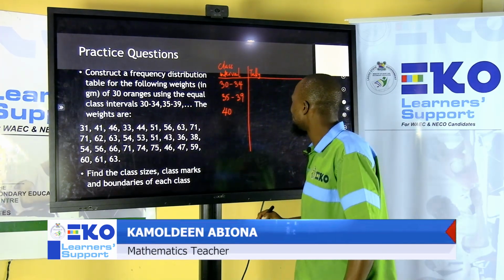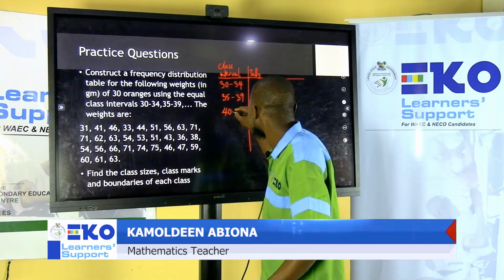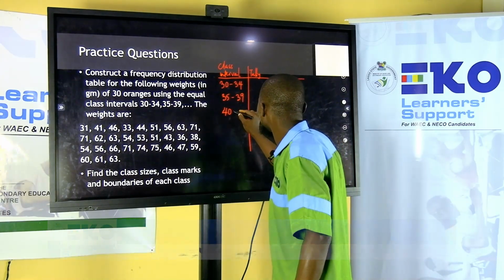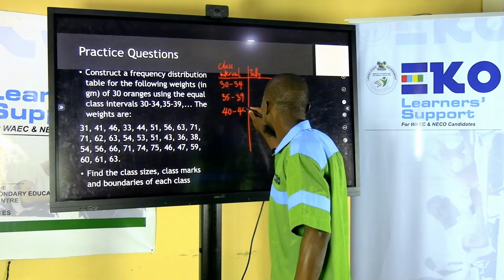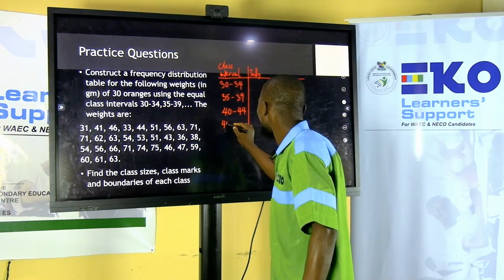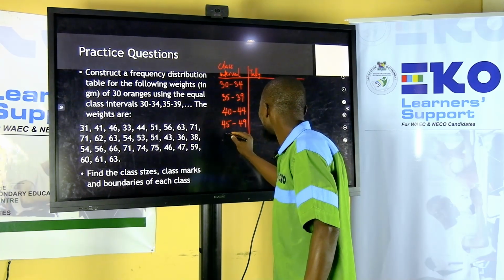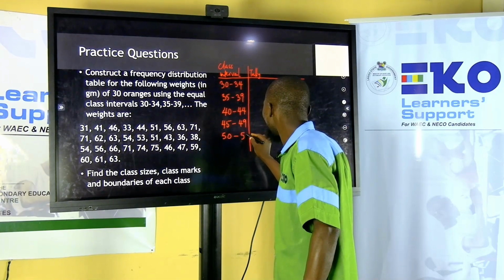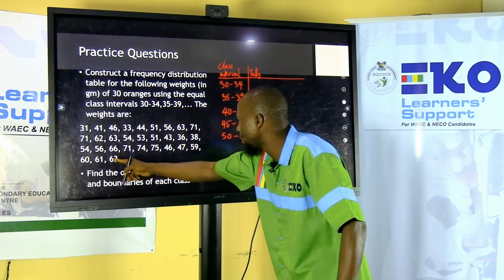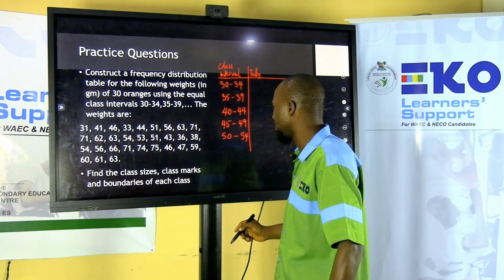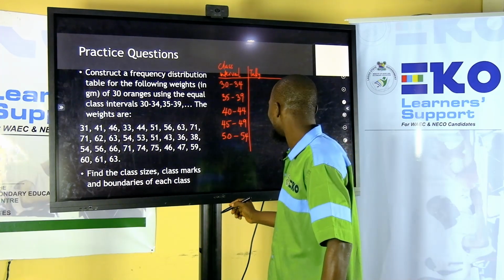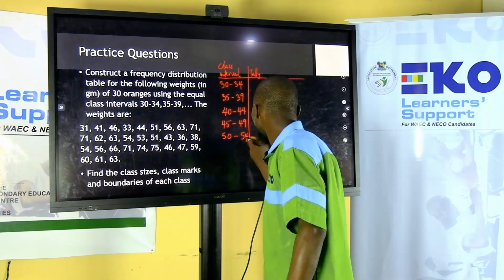Okay? So if the next number is 40, add 4 to this, we have 44. The next number, 45. Add 4 to this, we have 49. The next number is what? 50. Add 4 to it, we have 54. Okay, so the next one is what?